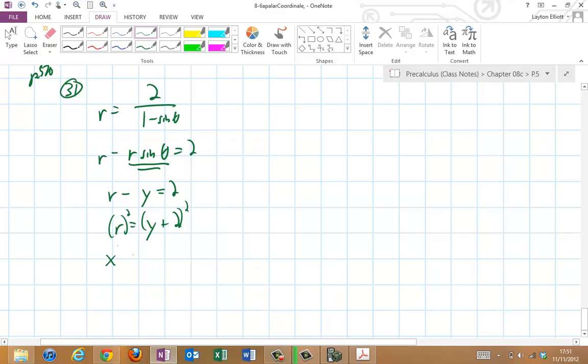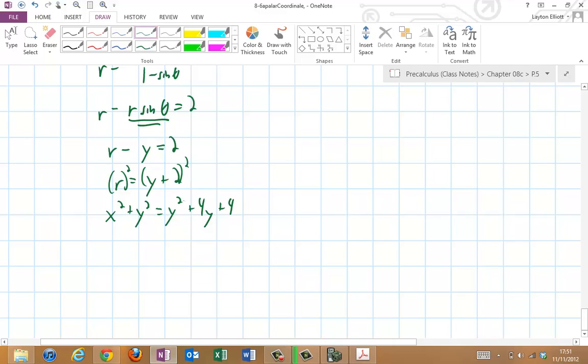R squared is x squared plus y squared. Y plus 2 squared is y squared plus 4y plus 4. And the y squareds drop out. So I have an x squared and a y. Let's keep this like this. X squared minus 4 is equal to 4y. And if I divide by 4, y is equal to 1/4 x squared minus 1.